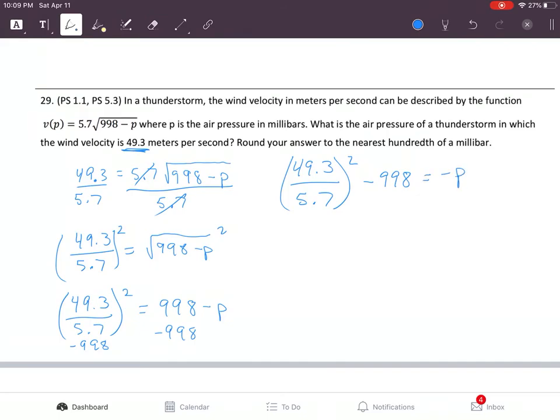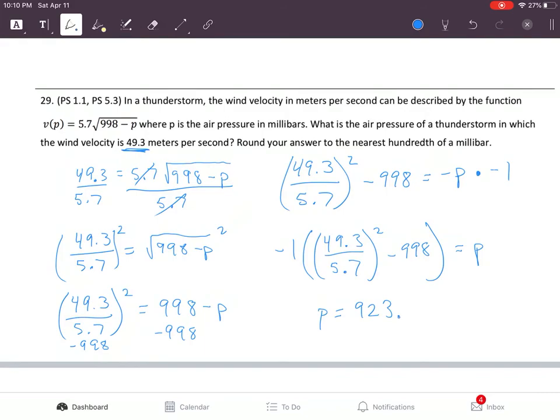equals negative p. Now, we have to get the negative sign out of there, so p is by itself, so I'm going to multiply by negative 1. So that means I have negative 1, and I'm going to put everything else that I've written so far in parentheses. Actually, I'm going to double parentheses that one. Minus 998, close parentheses. And that is what p is equal to. So when you put that all in your calculator, p will be 923.19.